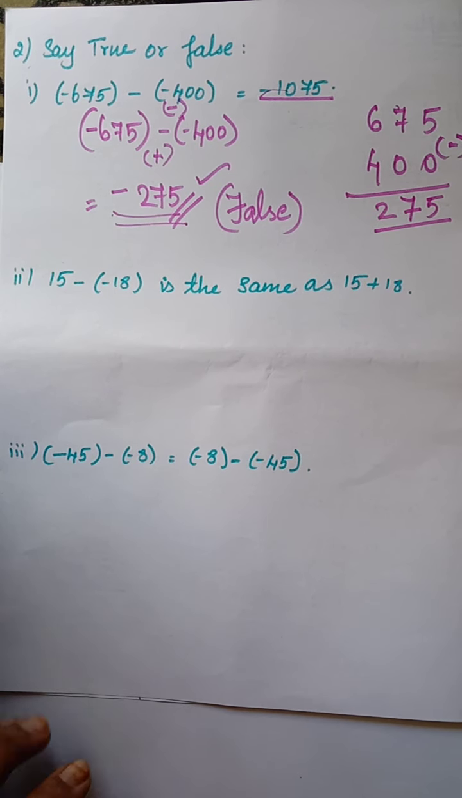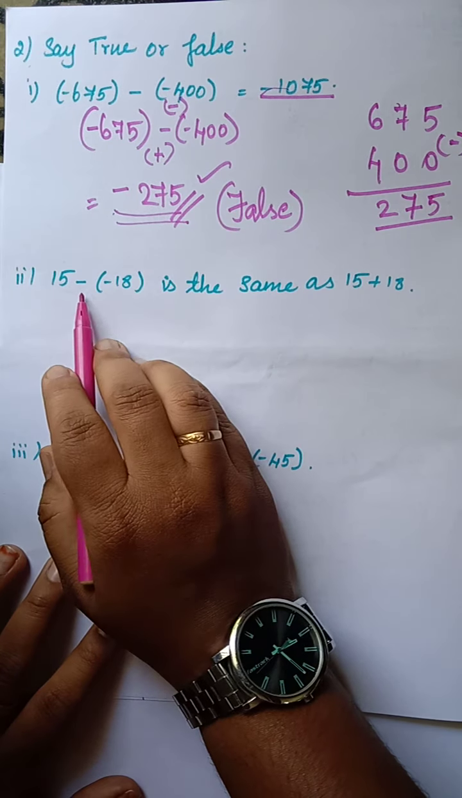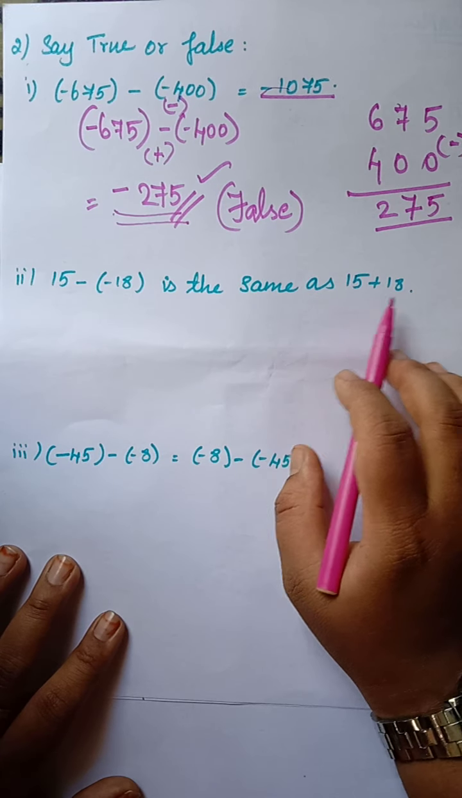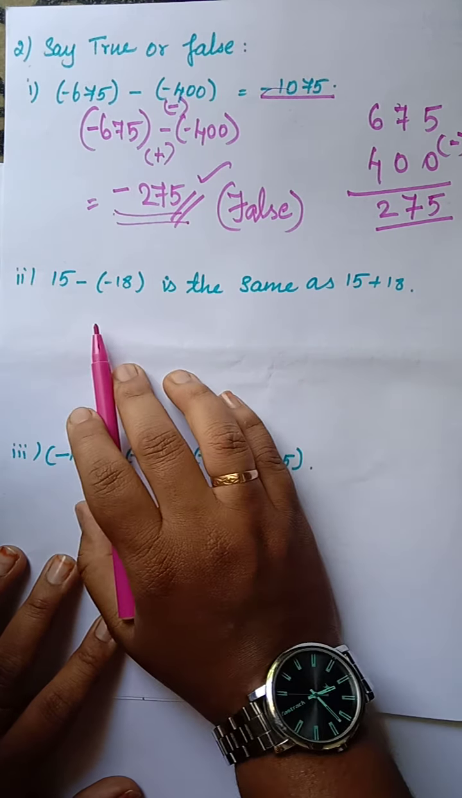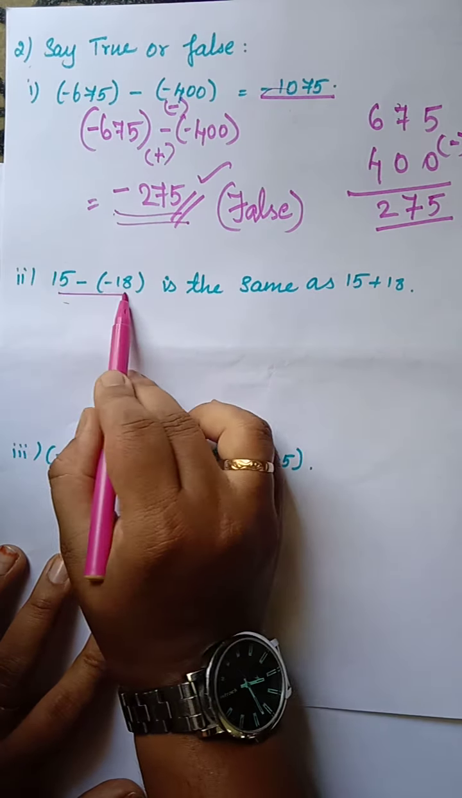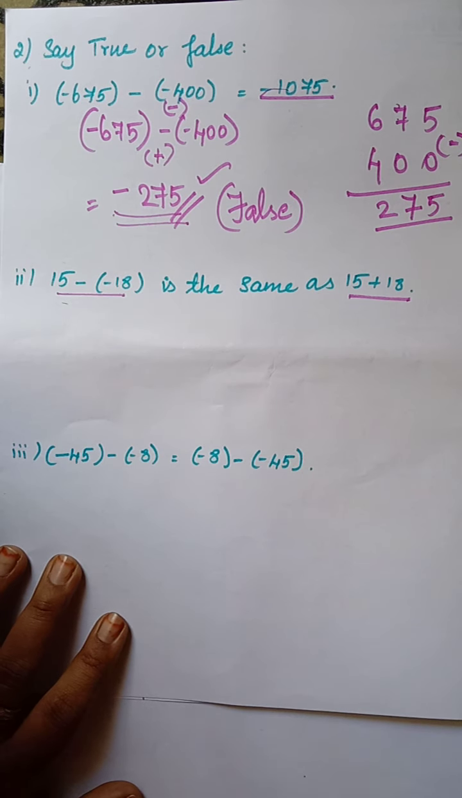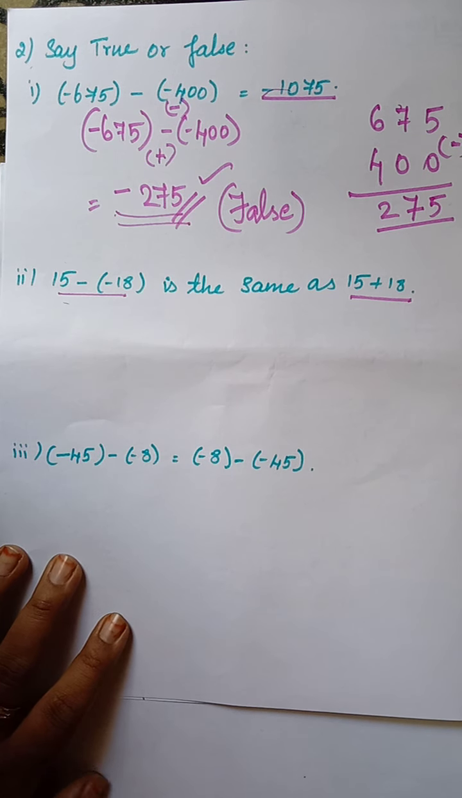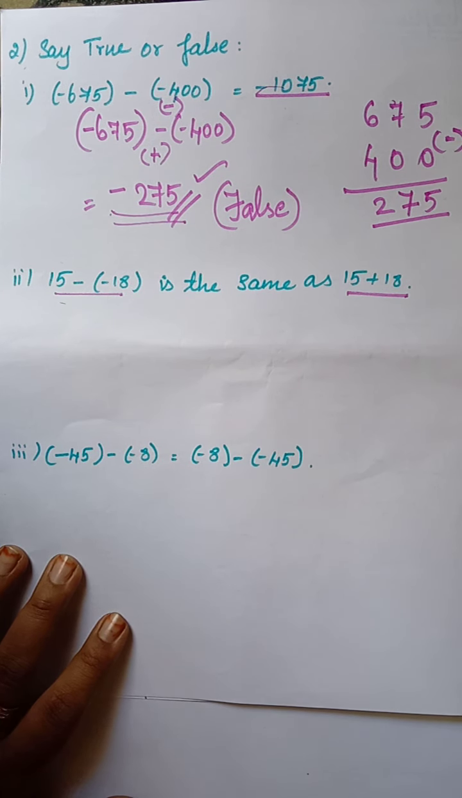Okay, next the second question. 15 minus 18 is the same as 15 plus 18. Okay, so now we have to take this. What is the question they are asking? They are asking whether this number is the same as this number. Understood? So how can we answer that?